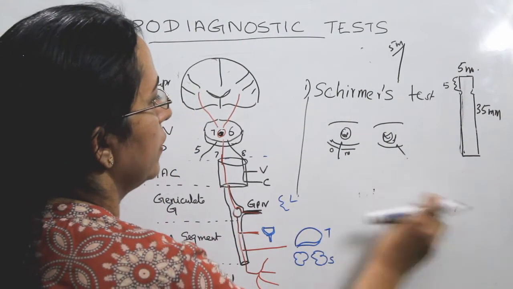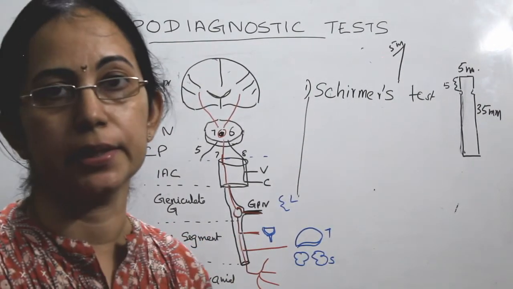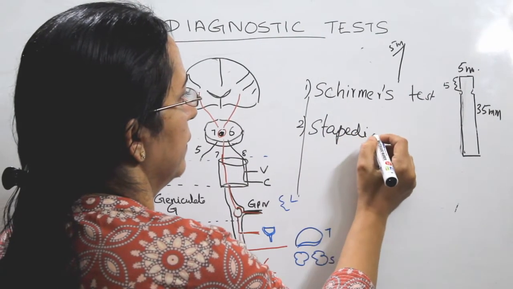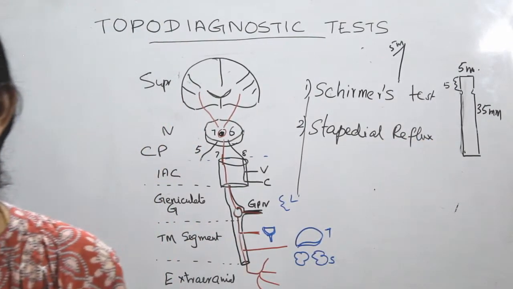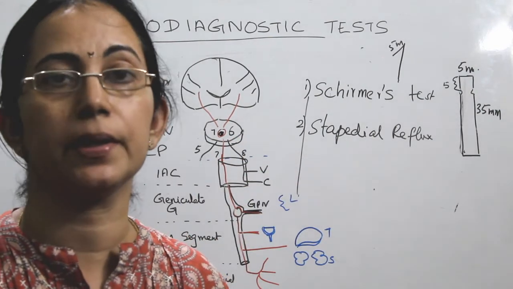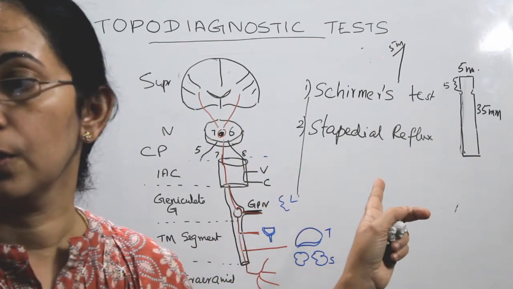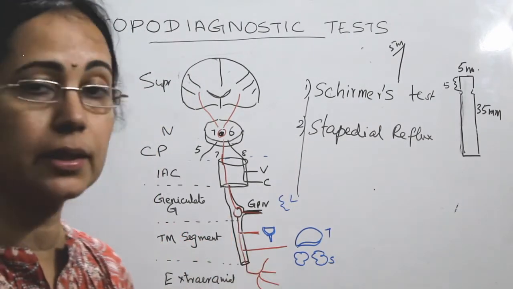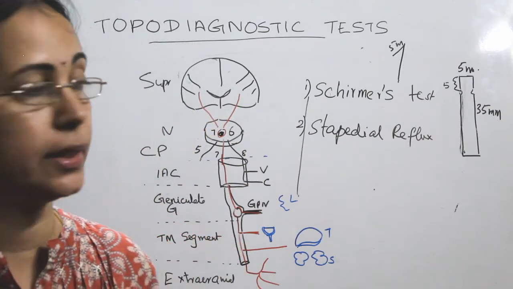And another one: what is the other nerve? Nerve to stapedius. So what do we have to do? Stapedial reflex testing. By impedance audiometry, we look at the stapedial reflex, and it can be either absent or less than half the amplitude of the opposite side. It is taken as abnormal, right?